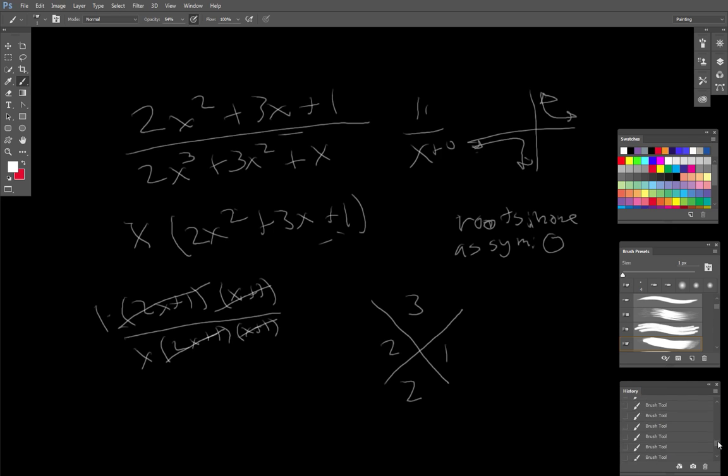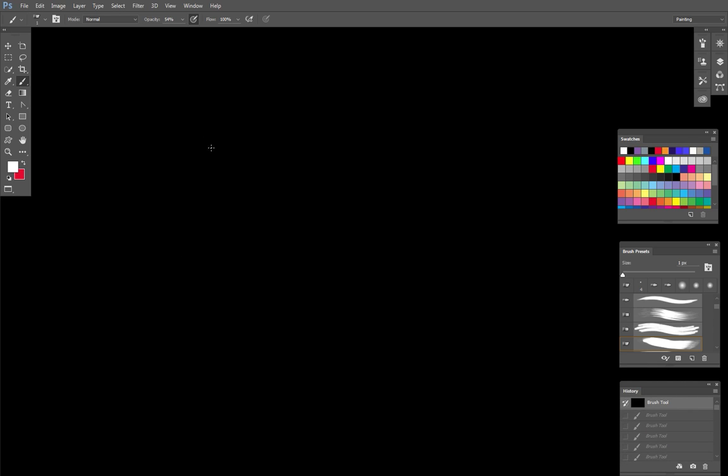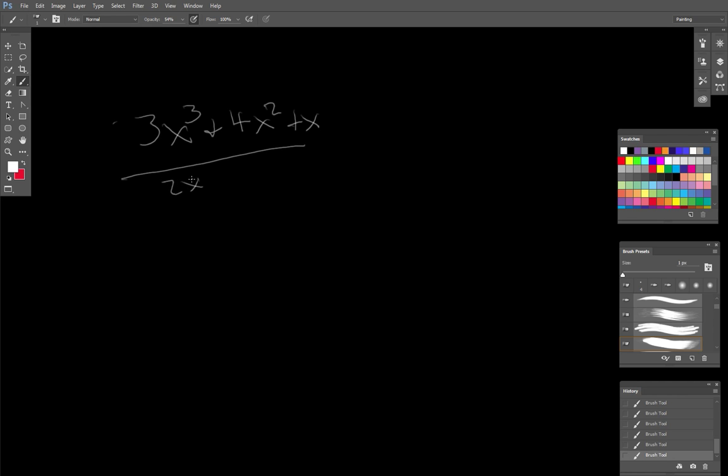Now I'm gonna give us our last and final problem. This one is going to be 3x cubed plus 4x squared plus x, all over 2x squared plus 3x plus 1.